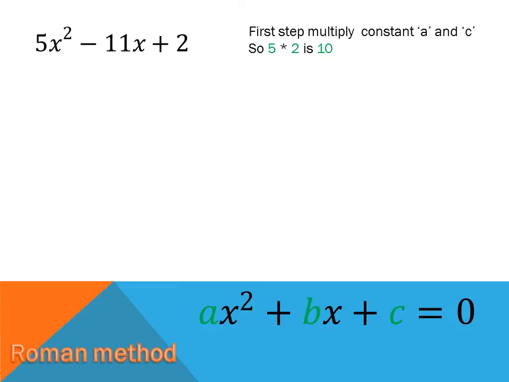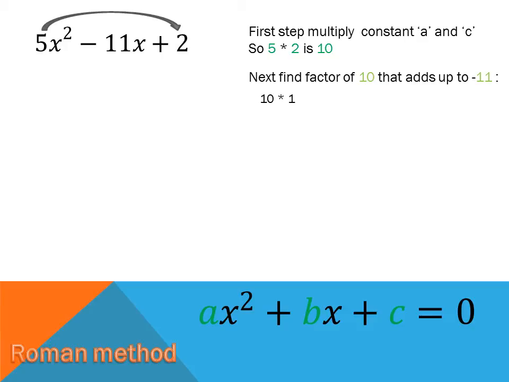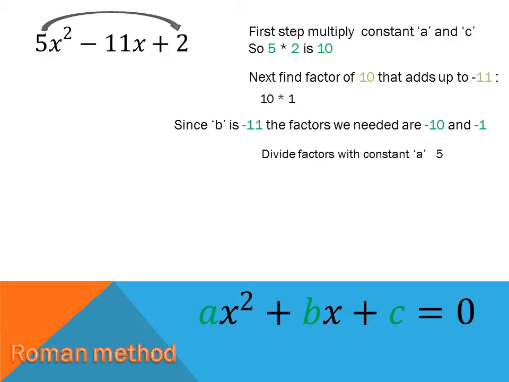So the first step is to multiply constant a with your constant c, which in this example is 5 times 2, and the answer is 10. The next step is to look for factors of 10 that when you add or subtract them will equal negative 11. So 10 times 1 will work, but we need negative 11, so the factors we need are negative 10 and negative 1. Now there's an extra step on this one because of the constant 5, so you will use that to divide those factors.